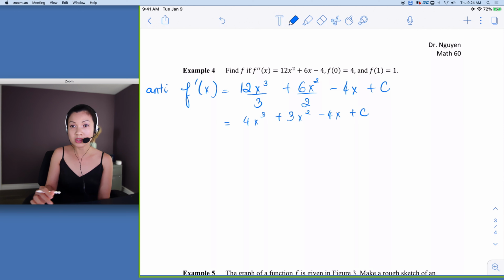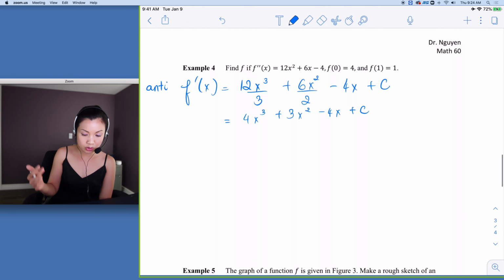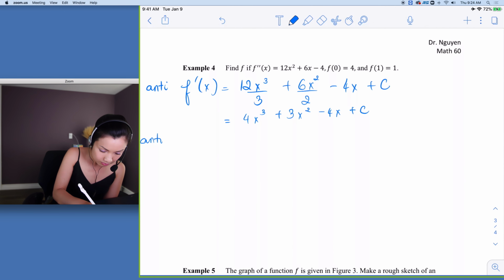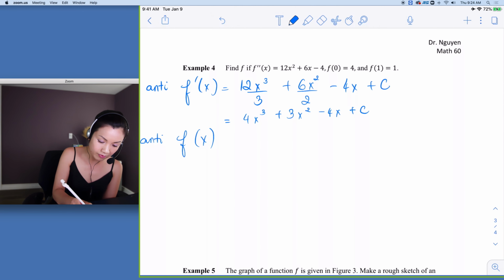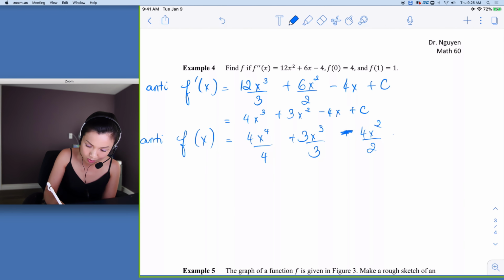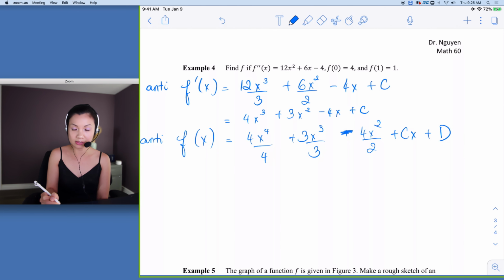I'm going to go ahead and do the antiderivative of the second derivative. So the antiderivative of f prime is going to be f of x. So we have 4 x to the 4th power over 4 plus 3 x cubed over the same power, minus 4x squared divided by 2 plus c times x plus, now we have a new constant, plus d.